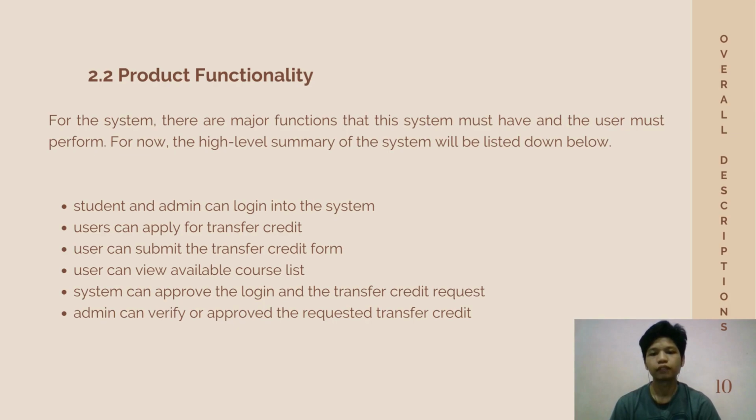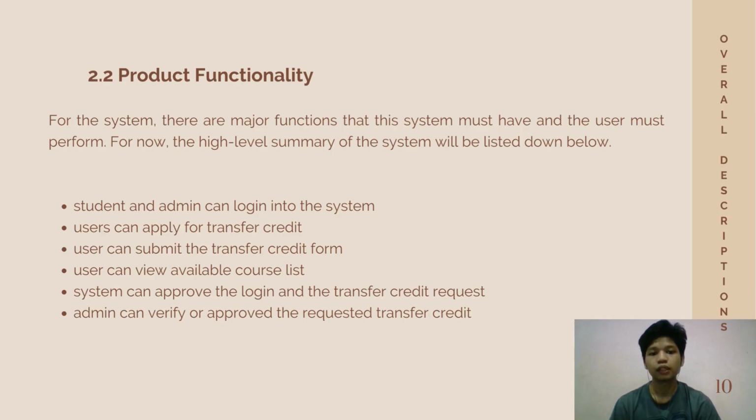Okay, for the product functionality 2.2, there will be a few major functions that this system and the user must perform. So users are able to do the transfer credit process. Below is the high-level summary of the system.